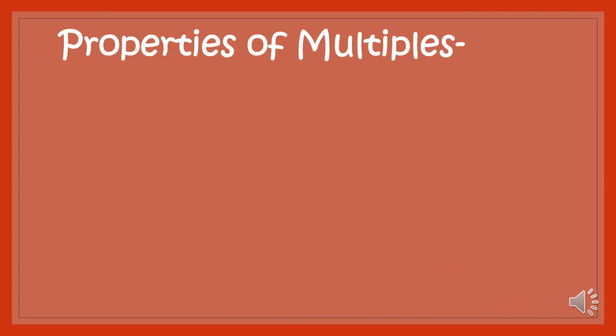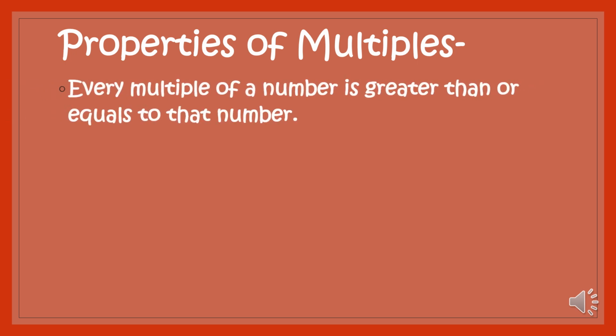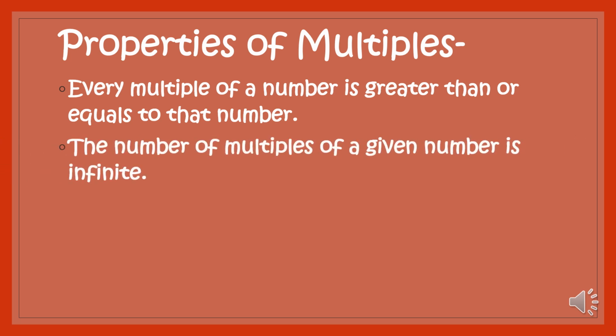So now we will be learning about the properties of multiples. The very first property says that every multiple of a number is greater than or equal to that number. Suppose you are going to find out the multiples of 3. So the very first multiple of 3 will be 3 itself. 3 times 1 will give you 3. All the other multiples of 3 will be greater than 3. The number of multiples of a given number is infinite. As we do not have an end of the numbers, the multiples will also be infinite.